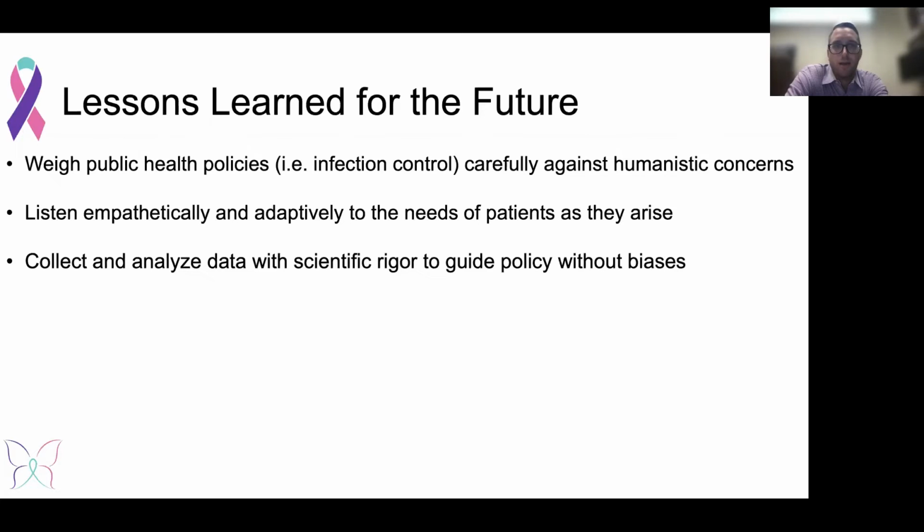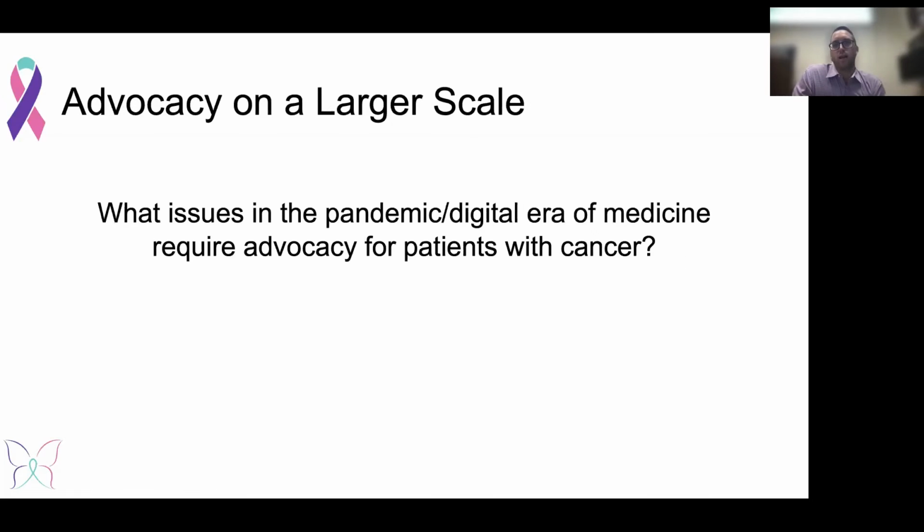So, I think we need to listen empathetically and adaptively to the needs of patients as they arise, rather than default to "this is the policy, it is what it is." And I think we need to carefully collect and analyze data with scientific rigor to guide policy without biases, including my own biases, which again I acknowledge on this issue. But I think this was something that we can all learn from, and if nothing else, it illustrates some of the tension of modern patient advocacy issues that I'm hoping to spur discussion on as part of this. And so I'll come back to this question.